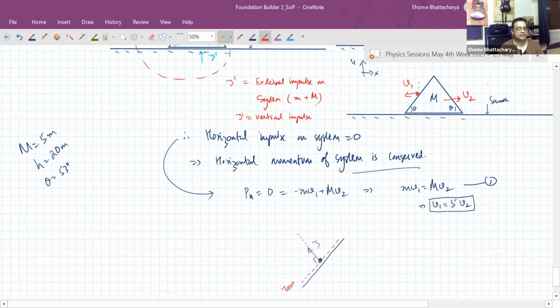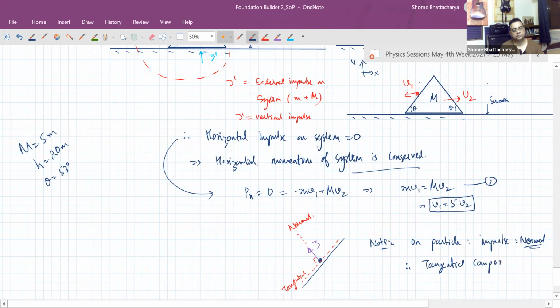So this is the tangential axis. This is the normal axis. So additionally, what is happening on the particle? Okay, the impulse acting is normal. Therefore, the tangential component of momentum, but for the particle, that's the tangential component of the particle's momentum, is conserved.